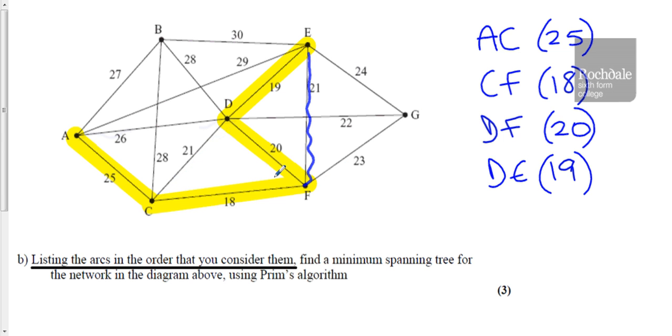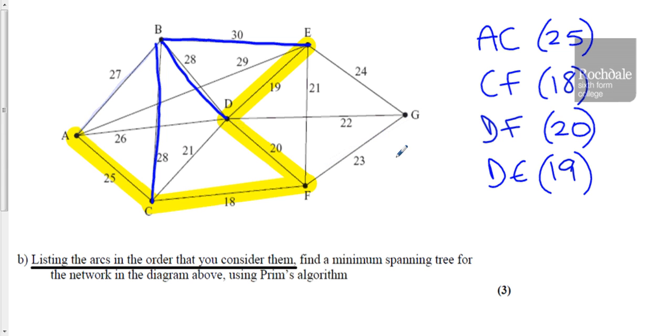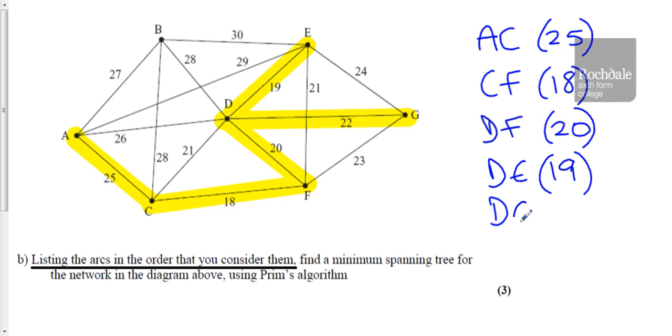Prim's algorithm always connects a new vertex to the current tree. So this time I will show the options. The options are GE, GD, GF, or BA, BC, BD, or BE. Out of those, the lowest number is 22, which means DG 22 is the 5th edge added to the minimum spanning tree.